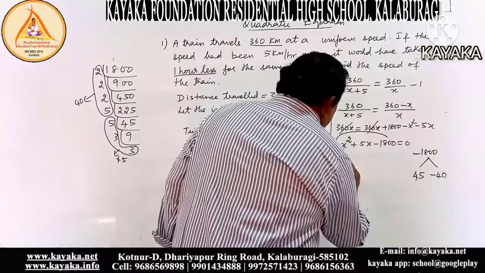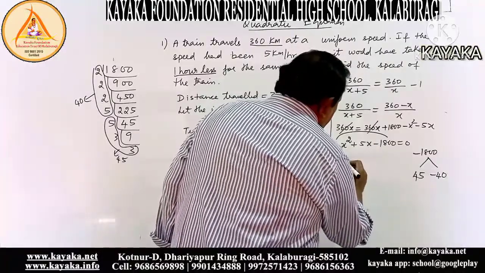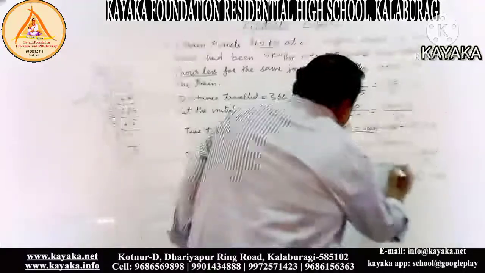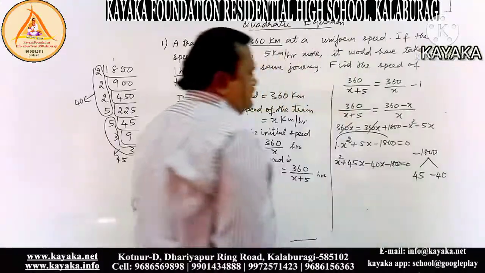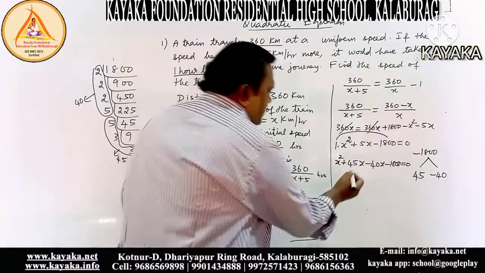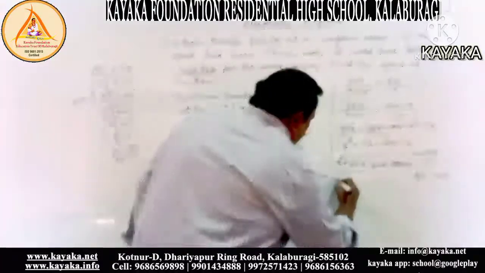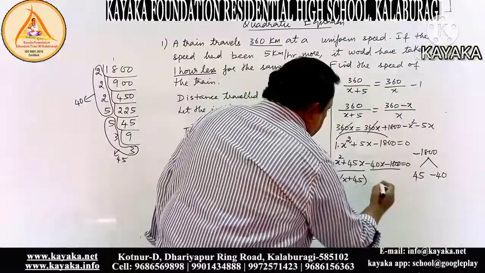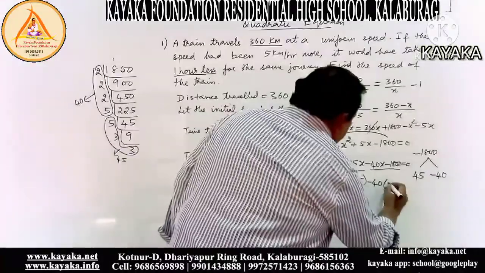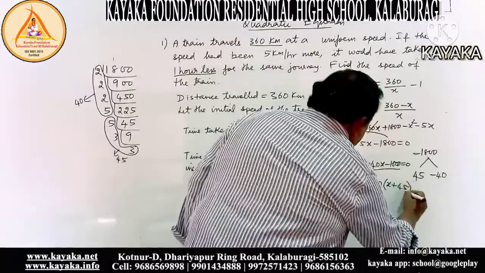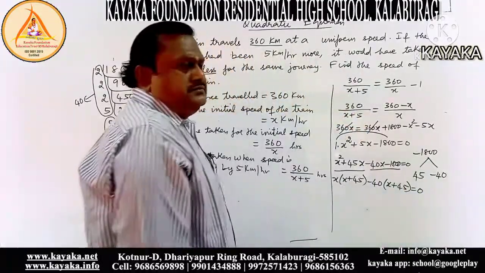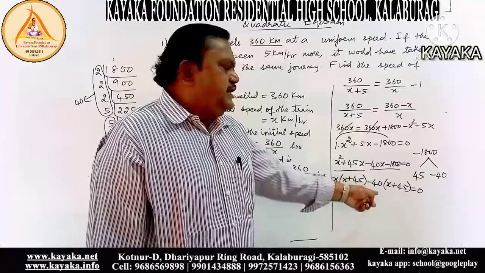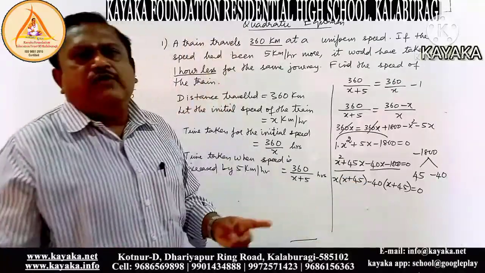You will get x square plus 45x minus 40x minus 1800 will be equal to 0. Like this you have to substitute. Now from the first two terms, you can take x outside. You will get x plus 45. And from the next two terms, you can take minus 40 outside. You will get x plus 45 will be equal to 0. x into x plus 45 minus 40 into x plus 45 will be equal to 0.